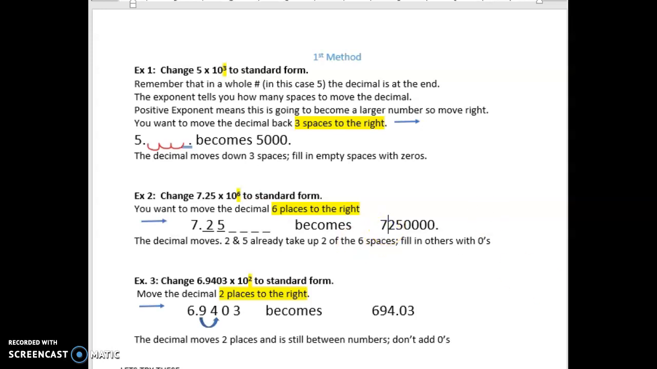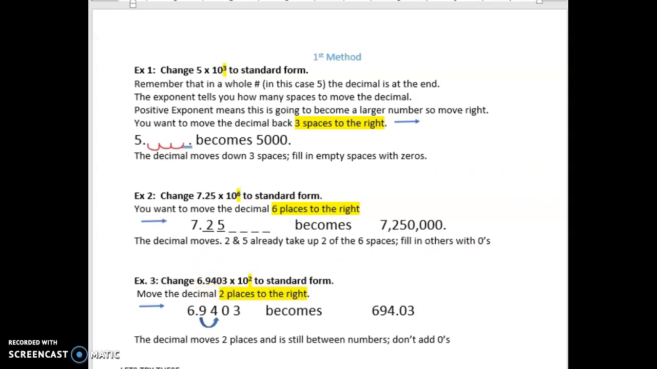If we were behind the 7, we have to make 6 full digit movements. 1, 2, 3, 4, 5, 6. So that 7.25 becomes 7,250,000. And those extra decimal places I just filled with a 0. I hope that makes sense.